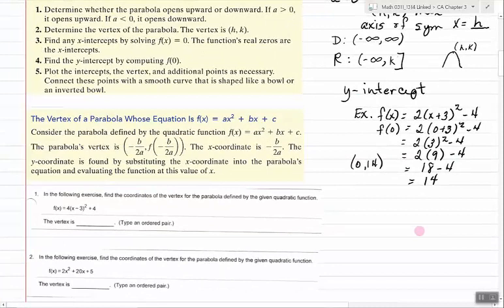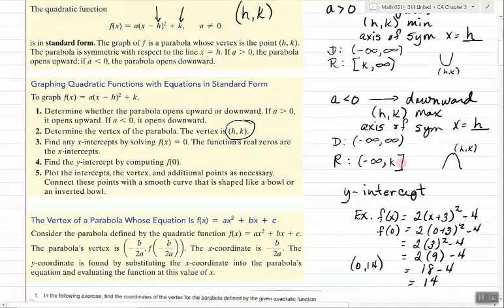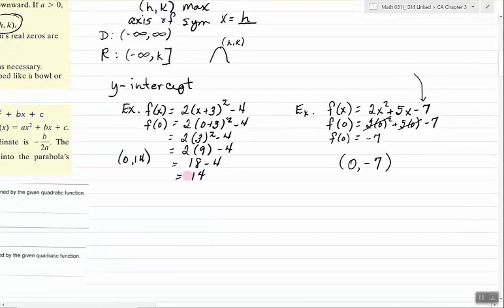Let's talk more about the vertex. Well, we'll do it when we get to problems. So we've talked about graphing a little bit. When we graph them, we're only going to do two things. We're going to get the vertex, that will be 1 point. We could get the x-intercepts, and those can be found by setting f of x equal to 0.